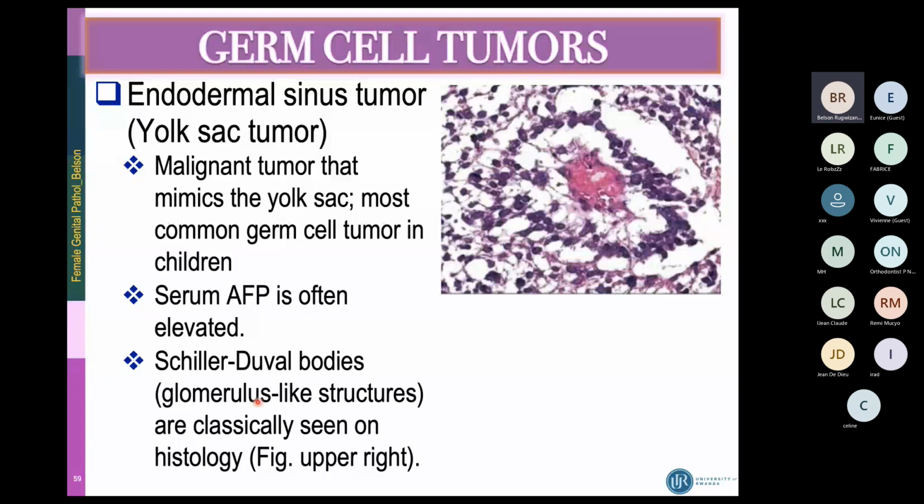So another one is the endodermal sinus tumor, yolk sac tumor. You remember the image similar to this one. We saw it for male. So it has elevated alpha fetoprotein, Schiller-Duval bodies as we see them here and as we saw in the morning.